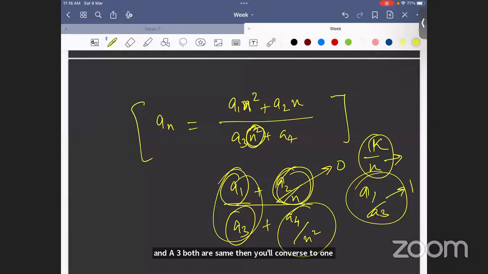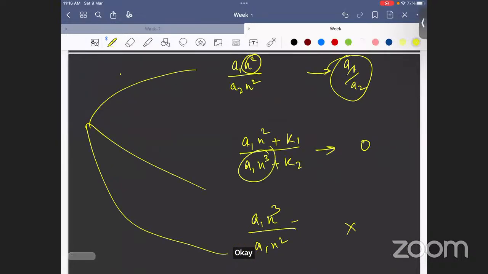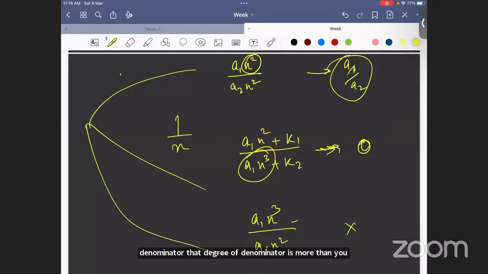But the other thing is, if the degree of the denominator is more, then you can directly say that it will converge to 0, because you already know that for any function in the form of 1 upon n, it will converge to 0. Okay, so that's why it will converge to 0.